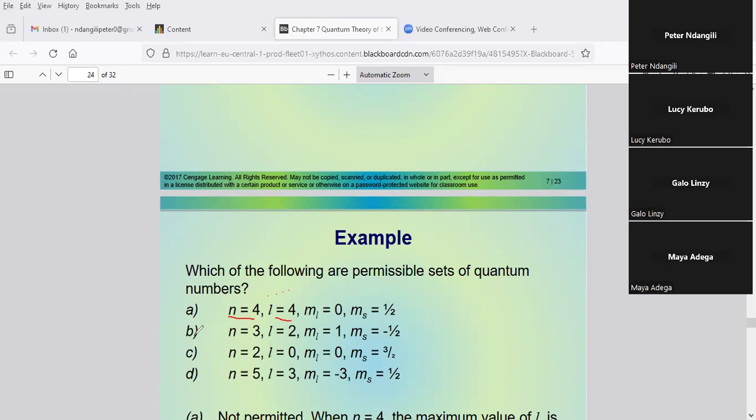Now, let us look at B. Is this allowed? When n is equal to 3, we can have an L value equal to 2. We can have an ML value equal to 1. We can have an MS value equal to negative a half. So that is allowed.